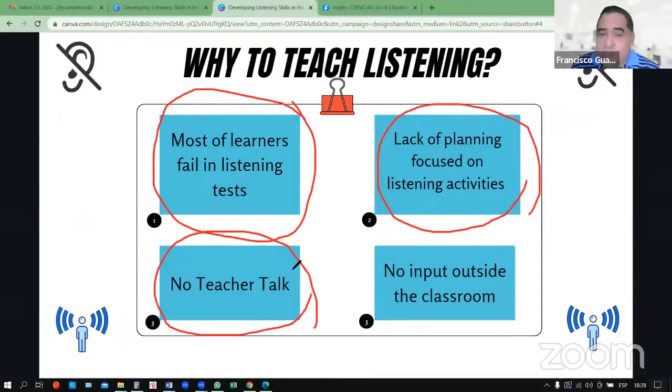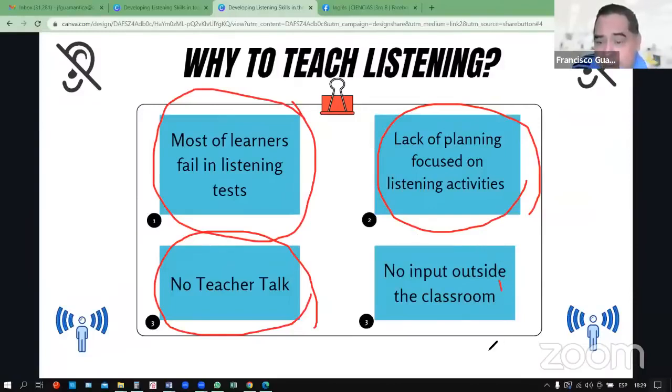I think that the teacher must be the first person or the model for the students, because in the English class, learners are looking for a model. Okay, probably the best student is a model, but you need to be the first one. Okay, and no teacher talk in class could be. It's one reason why we need to focus on listening skills.